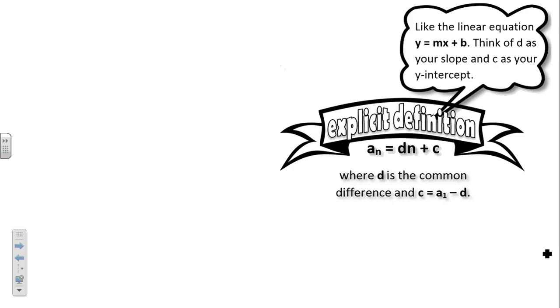You have to take your first term and take away a difference in order to figure out what your zero term would have been. Okay? So if you can make that connection in your mind, life will be easy when it comes to common differences, because you're very good with slope and y-intercept. Make sense?